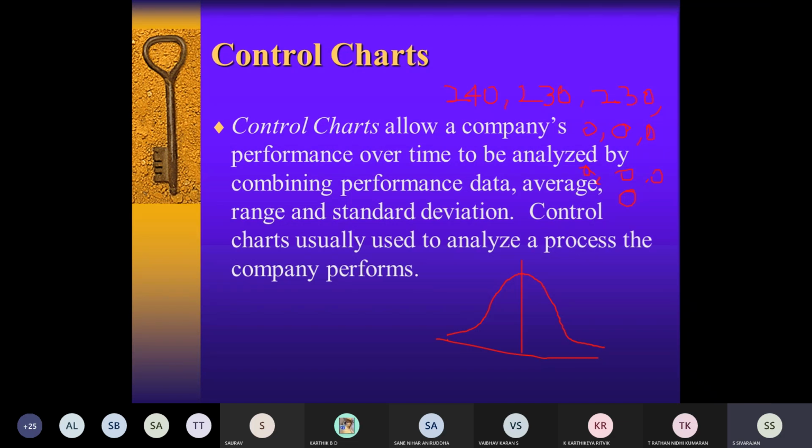So this is called piece-to-piece variation. Within-piece variation, the example is surface finish. Piece-to-piece variation is the light bulb intensity. The third one is time-to-time variation.